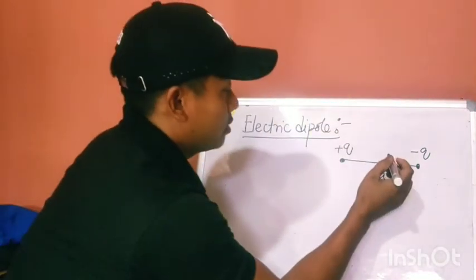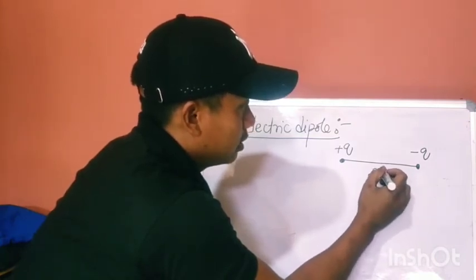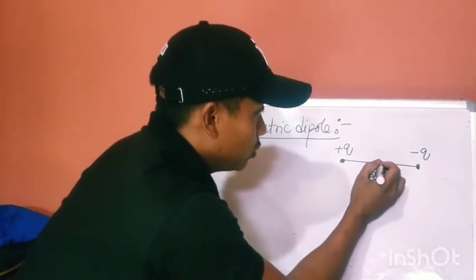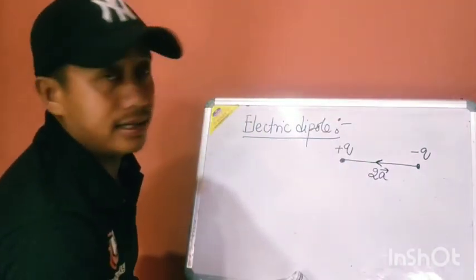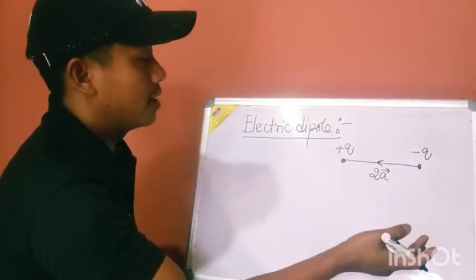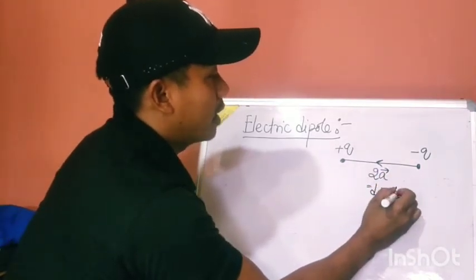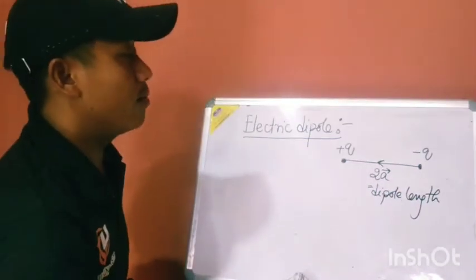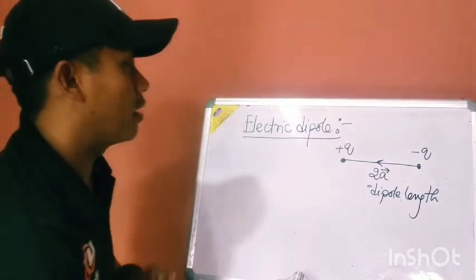The dipole length will have a particular direction. If this is twice a vector, then it should be directed from minus Q to plus Q. Unlike electric field, where the direction of the electric field is directed from positive charge to negative charge, in this case this twice a vector, known as dipole length, will be directed from minus Q to plus Q. This is the dipole length.